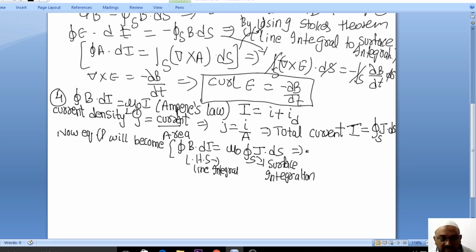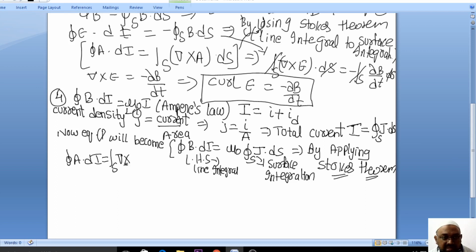So again, by applying Stokes theorem. What does Stokes theorem say? The integration of A·dl is equal to the surface integration of (del cross A)·dS. This converts the line integral into a surface integral. Clear, everybody?